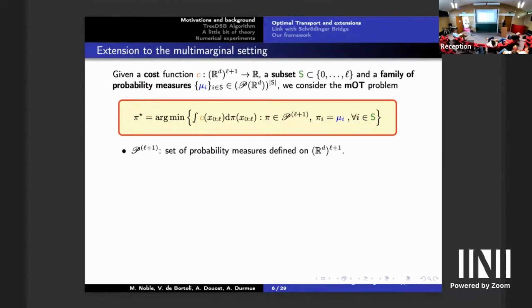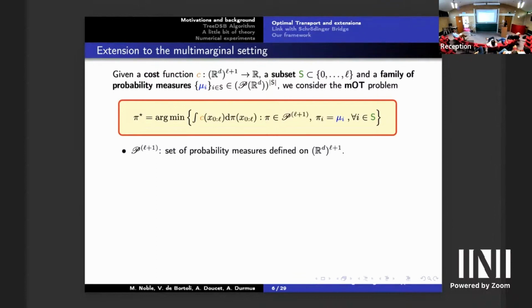You have L plus 1 marginals, and you define a subset. And what you want to say is, I have cardinal of S constraints on the marginals. So you are given this mu_i. In the previous case, we had L equals 1, and we had 2 constraints. But now we want to be more general. So you consider L plus 1 marginals, and a subset of these marginals are constrained. So these are the mu_i.